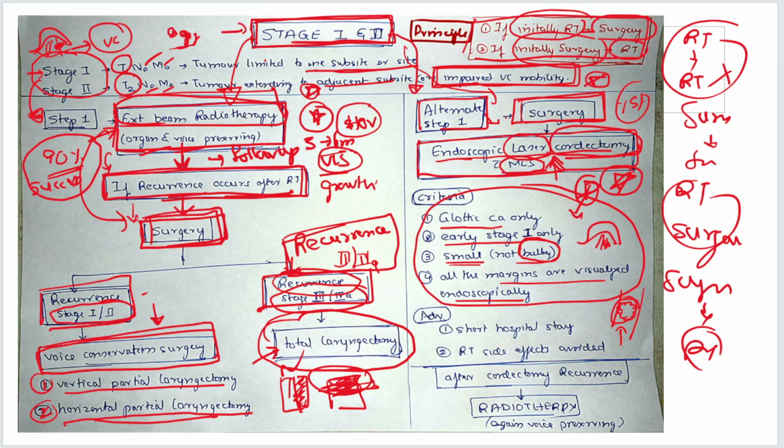Why are you giving so much importance to this endoscopic laser cordectomy as the first step? Because radiotherapy, even though we are curing the patient, has got its own side effects, right? And you should see the side effects of radiotherapy, especially in those who have carcinoma of the oral cavity, carcinoma of the tongue.